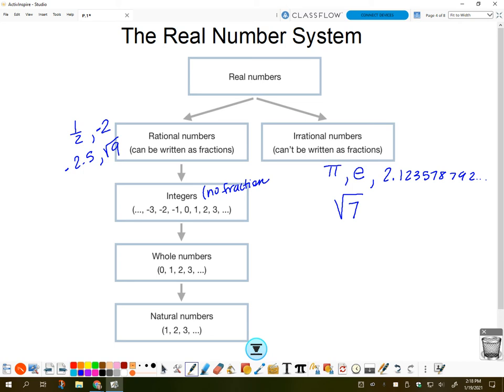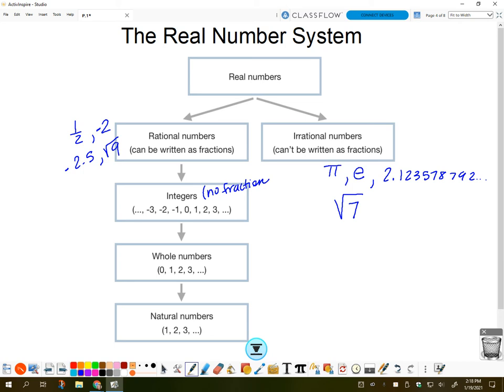All right, so rational is anything that can be written as a fraction. Integer is positive and negative counting numbers, so no fractions. Whole numbers is 0, 1, 2, 3, 4, and so on. And natural is 1, 2, 3, 4, and so on.